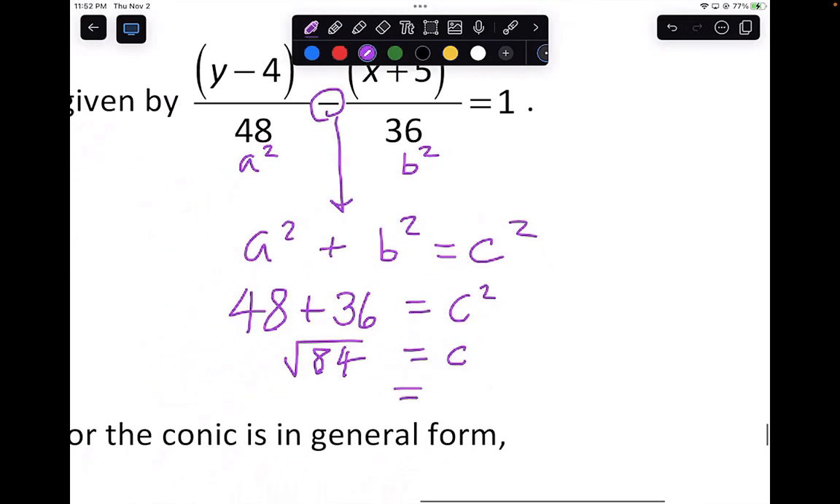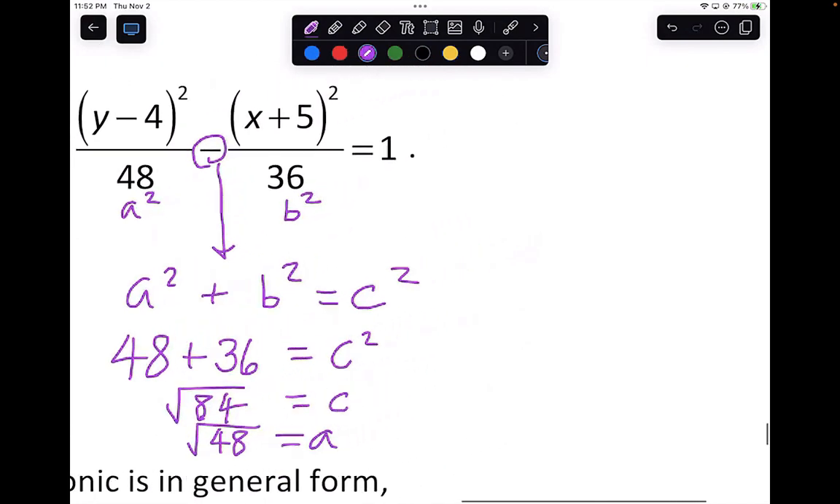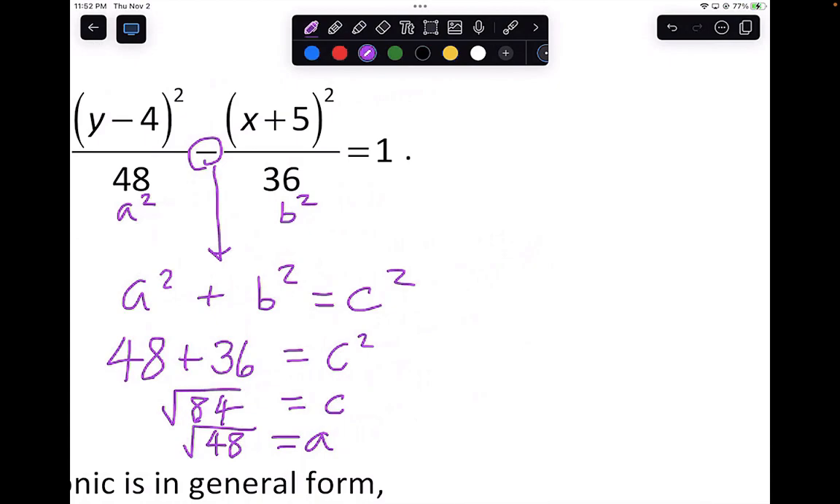Be careful, the a is not 48. The a is root 48. And once again, don't spend time simplifying that. Just take those right here and then do your eccentricity formula. It'll be root 84, the c, and then over root 48.